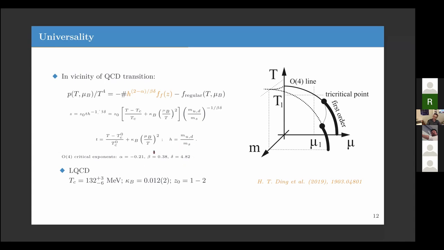And they're very well known for the O(4) universality class. From the lattice QCD calculations, I think I got them from this paper. We know the chiral phase transition temperature with quite a good degree of precision. We know the curvature of the phase transition, and we know the parameter z0, well, with some degree of precision. Okay, and then we'll use that, these non-universal parameters, to map what I know about this universal function to QCD.